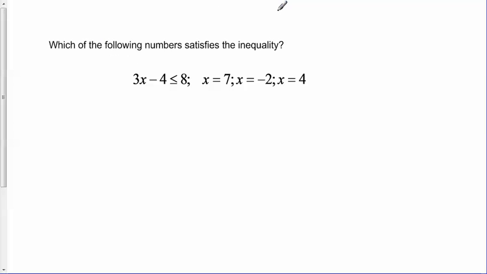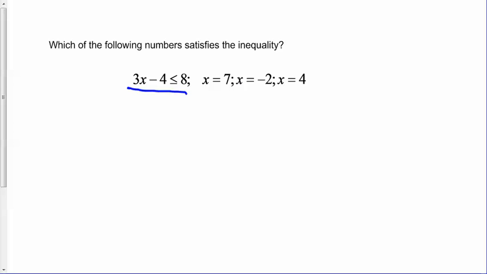Which of the following numbers satisfies the inequality? So here we're given the inequality 3x minus 4 is less than or equal to 8. And we're given three different values for x. And we want to determine which of these values for x will satisfy this inequality, will make this inequality true.